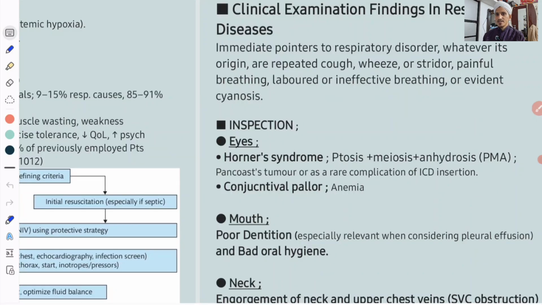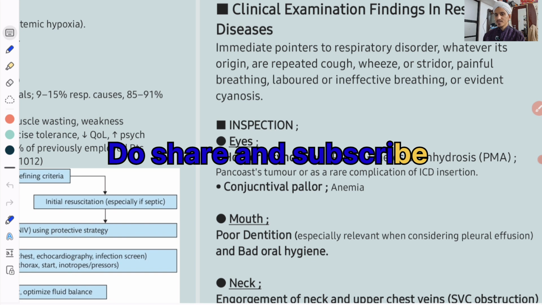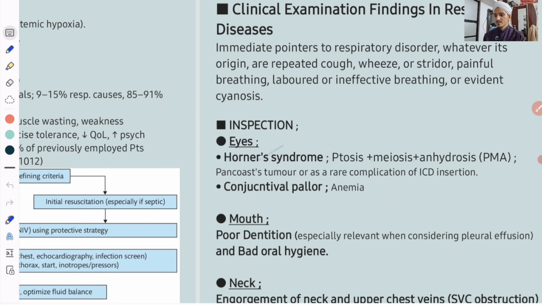Let's begin with the name of Allah. I think this topic will be the last topic of this respiratory system. So we have learned about different clinical manifestations of the respiratory system till now. Now, just a glimpse of clinical examination findings which we will get when we are examining a patient of respiratory disease. So this is important, so I thought we should have a discussion on this. So let's begin with the name of Allah.